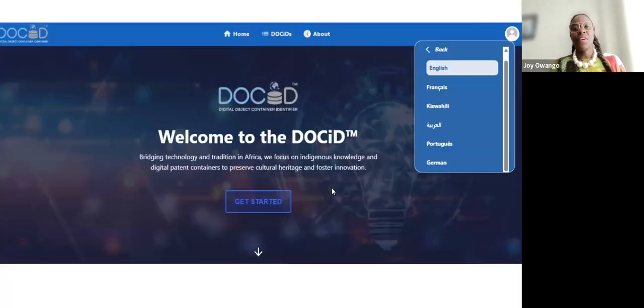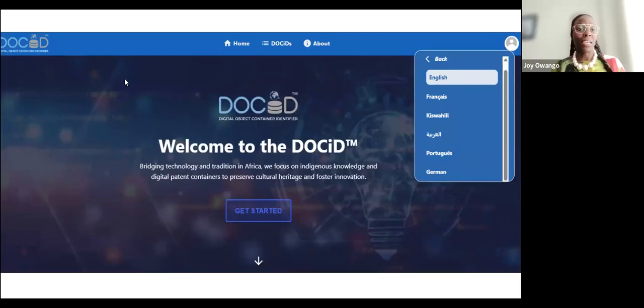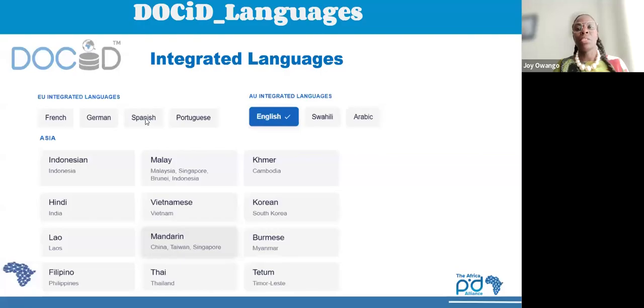So this is the front-facing look of the DOCiD. And when we began, we intentionally used all the African Union integrated languages. And as time went by, we went a few steps ahead and we integrated all the major integrated languages of the respective unions. So the EU integrated languages were also included. The African Union integrated languages are included, as I'd mentioned. The Asian common integrated languages have also been included as well.